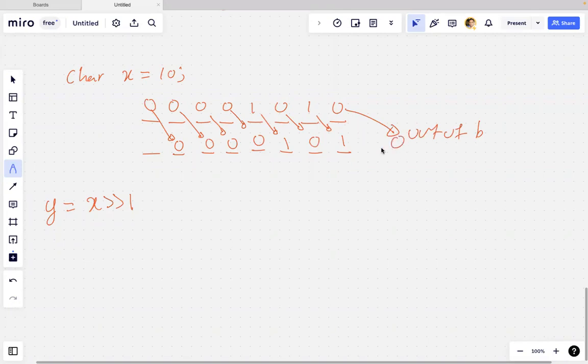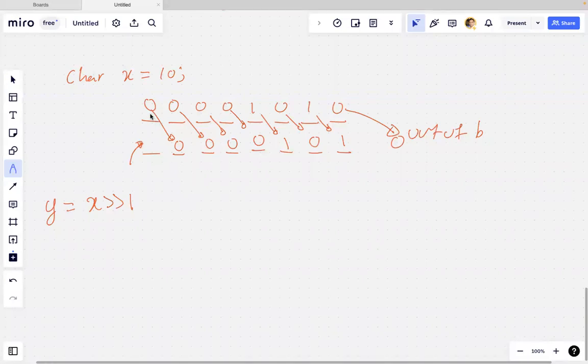So now the value is 0 0 0 0 1 0 and 1. And there is a missing bit available. There is no value, 0 or 1. What should it be filled by? Maybe a 0. Yeah.